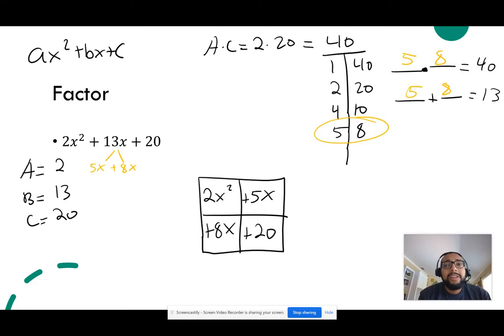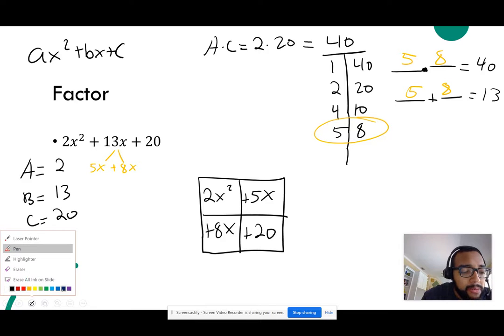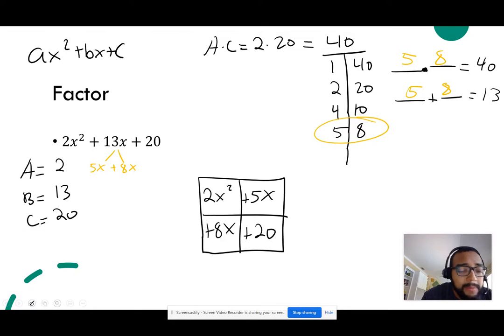We're going to find the greatest common factor of every row and of every column. So we'll start with the top row. So 2x squared and 5x, the only number they both have in common is 1, but they both have an x in common, so I'll take out an x. Okay, 8x and 20, they don't have an x in common, but they do have a number in common. They're both even. In this case, you can also take out a number bigger than 2. You can take out 4. That's all I can take out there.